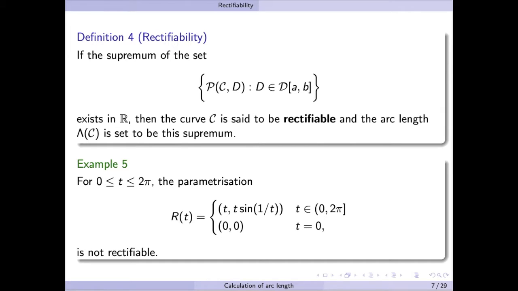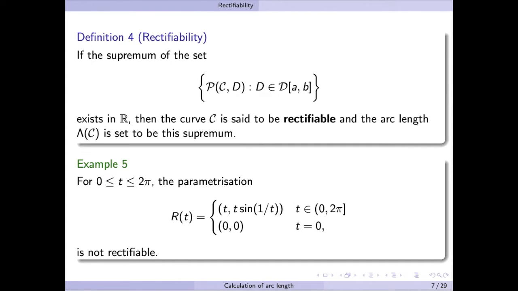Now it is important to realize that by this definition of arc length, not every curve given by a parameterization actually does have a well-defined arc length, because it turns out that for some curve C, this set of path lengths is unbounded above, meaning we can always find a dissection D for which the path length is greater than every real number.